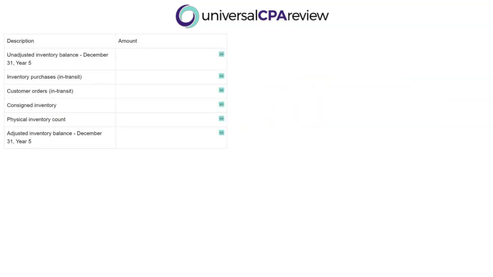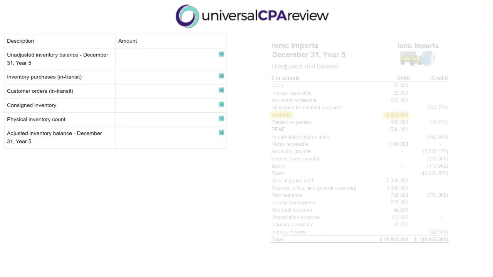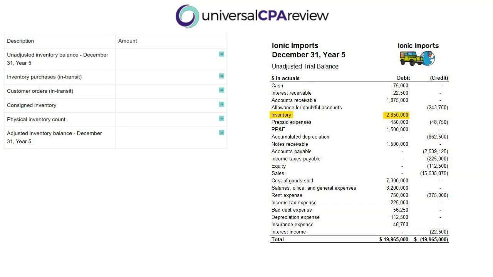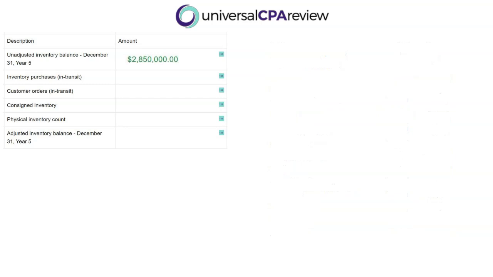So on the left-hand side is the simulation that we'll need to complete the rows for, right? So the first row we need to attack is the unadjusted inventory balance as of December 31, year 5. And remember the exhibit that had that unadjusted trial balance? Well, that's what we need to reference. And we can go in there and we see that inventory has an unadjusted balance of $2,850,000, right? So that's going to be the starting point for our roll forward. So in the simulation, we'll enter $2,850,000 and it's positive.